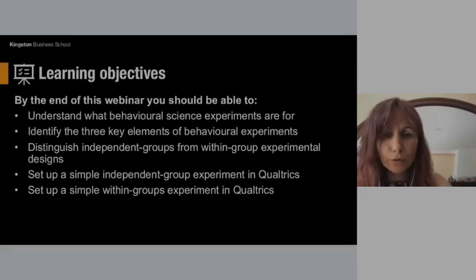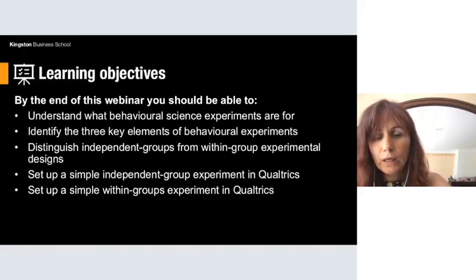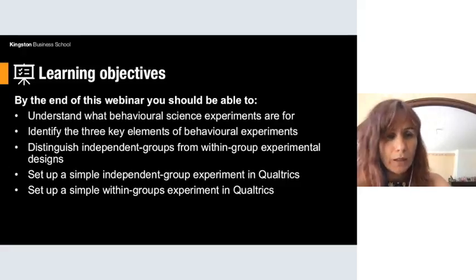I'll briefly review the three key elements of behavioral experiments, and then I will distinguish between independent groups and within group experimental designs, and really give you a very simple template for setting up experiments in Qualtrics from these two very simple designs using the survey flow and the random allocations. So without further ado, let's carry on.